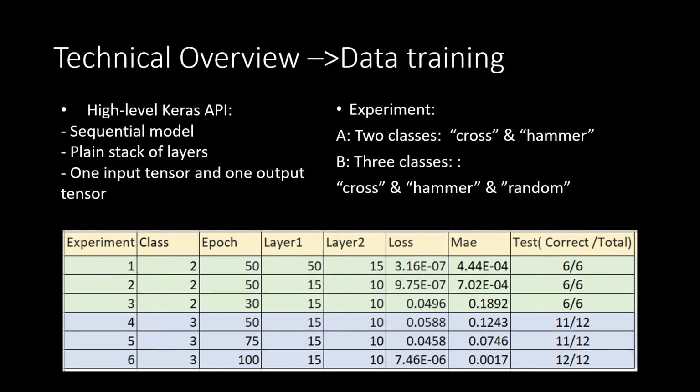For the model, I use a high-level Keras API, which is a sequential model. It can be used for a plain stack of layers, with 1 input tensor and 1 output tensor. Basically, the experiment can be divided into 2 groups. The first group has 2 classes, which are cross and hammer.